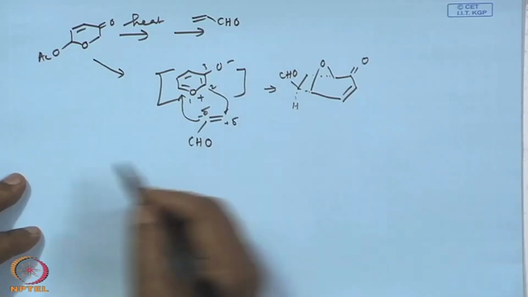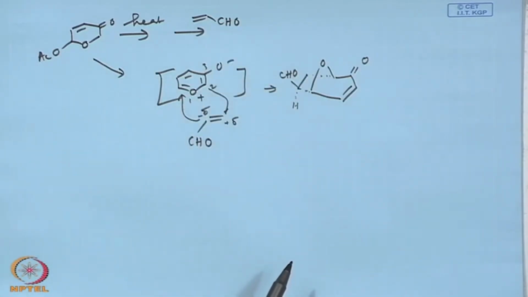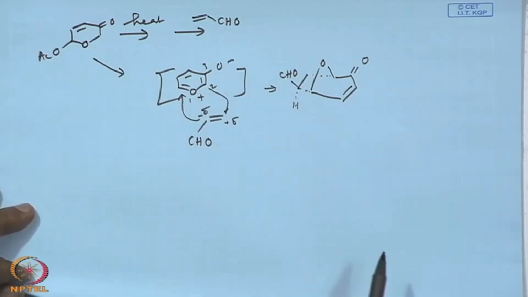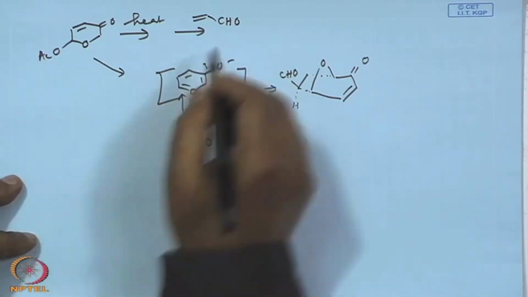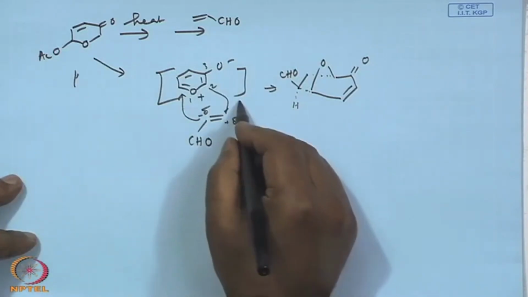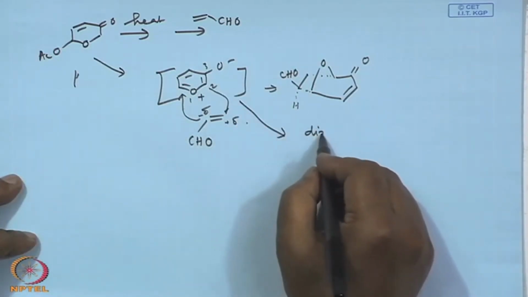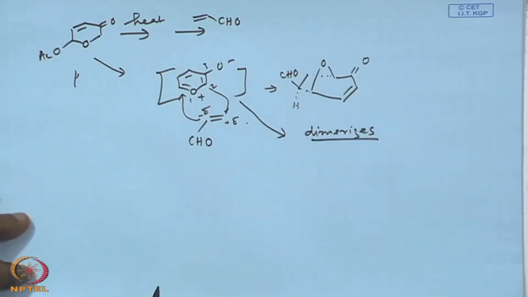And suppose you do not add the aldehyde or any other dienophile or dipolarophile, then what do you expect? You get a new kind of reaction. Without the presence of any kind of dipolarophile, this intermediate dimerizes. I will not give you the structure, but just remember they undergo dimerization reactions.